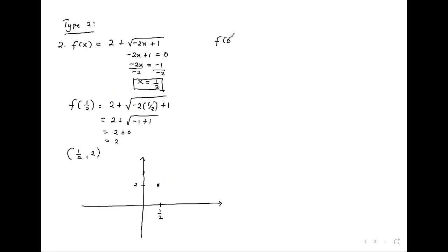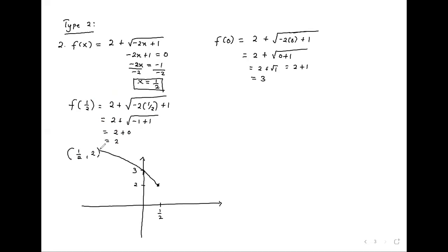So f of 0 is 2 plus the root of -2 multiplied by 0 plus 1. This is 2 plus the root of 1, but root 1 is 1, so we get 2 plus 1, which is 3. So we have a y-intercept of 3, meaning that the graph is going this side. So there will be no x-intercepts.